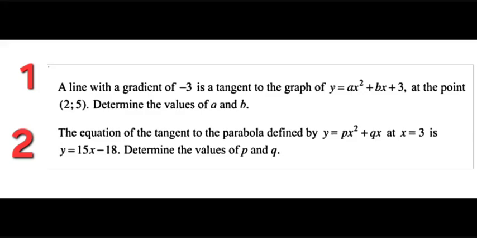Now, according to the second question, we have y equals px squared plus qx at x equals 3, and we have the point of tangency. The x value we have is 3. The y value we can get by substituting into y equals 15x minus 18. Then the gradient we have is 15, and then we're going to find the first derivative of y equals px squared plus qx. Then I'm going to equate. Have a look how to do it.